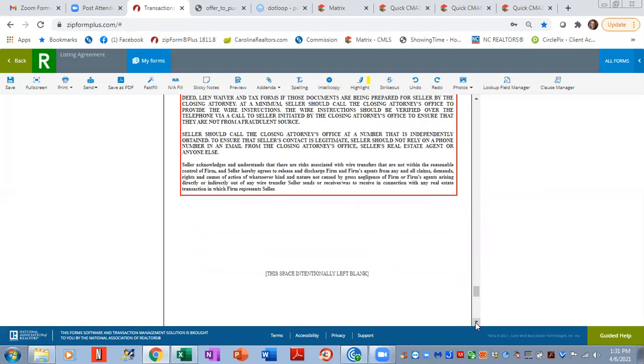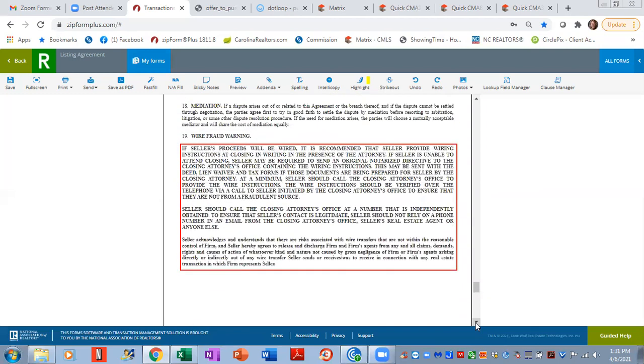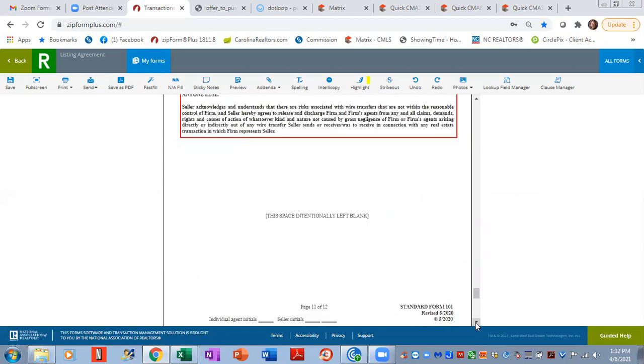All right, and then a reminder about wire fraud. As an agent, we never ask them to wire money. The closing attorney would be reaching out to them for their information on their loan payoff and all of that stuff. We do not get involved with wiring money or any of that stuff.